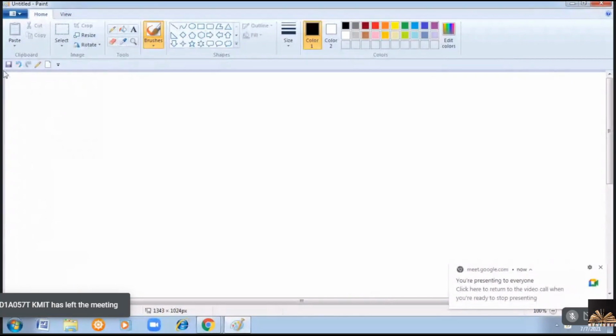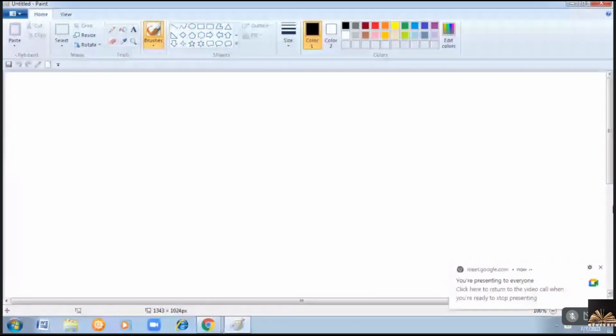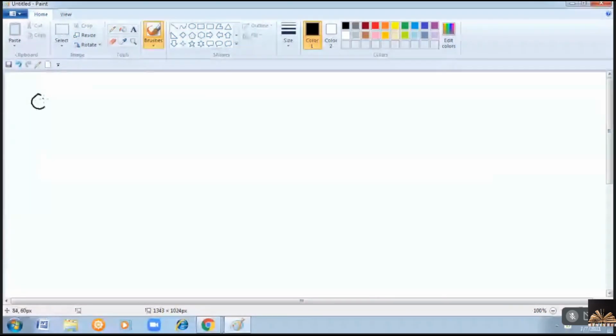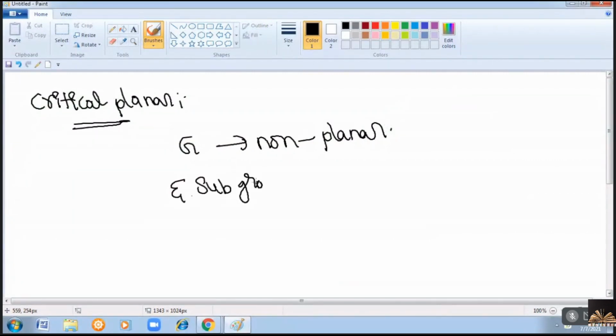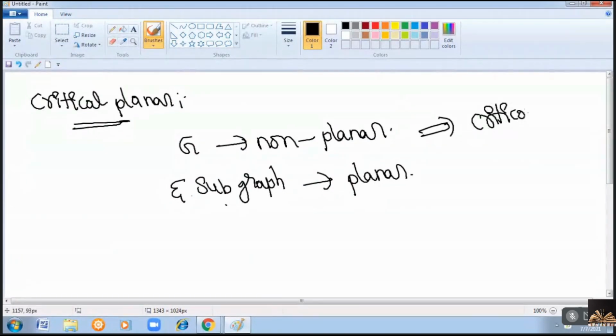Next is critical planar. Critical planar graph. A graph is said to be critical planar if the given graph is a non-planar graph, and if its subgraph is a planar graph. If the given graph is non-planar, but if its subgraph is planar, then we can say that the graph is a critical planar graph.